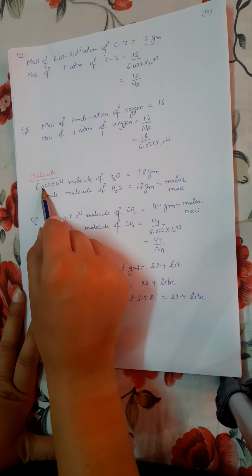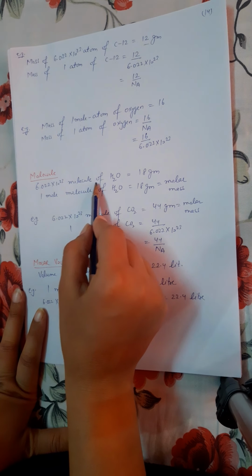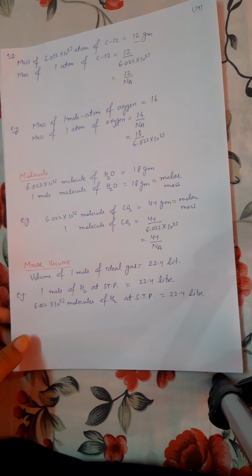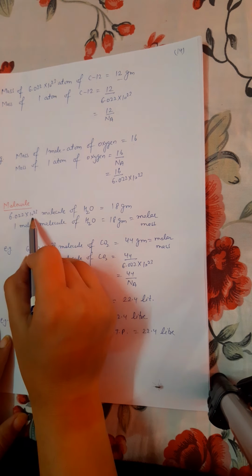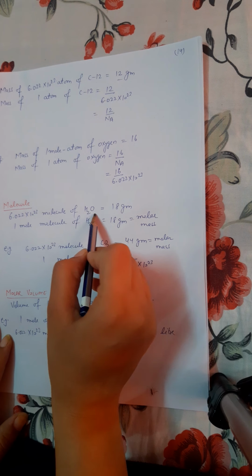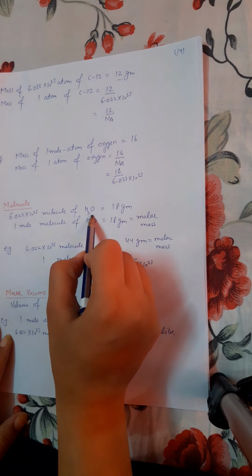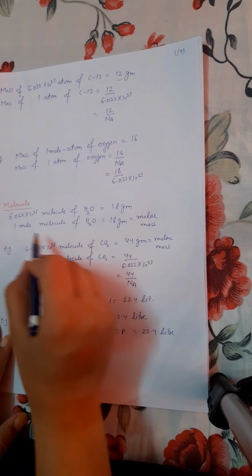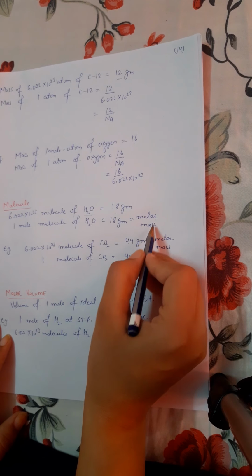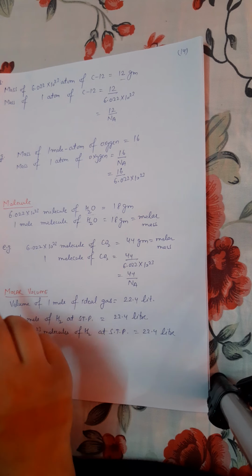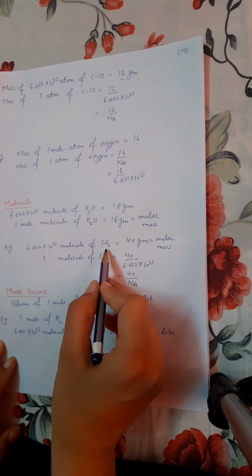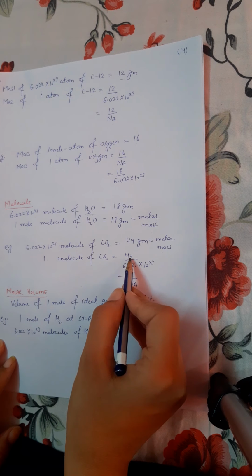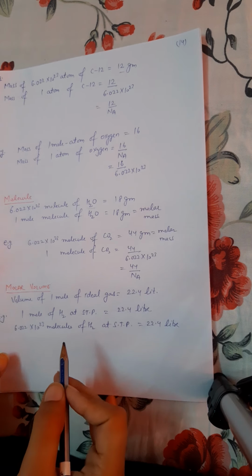Now molecule. 6.022 into 10 to the power 23 molecules of water is equal to 18 gram. We are having water here, molecule, so molecular mass. So 1 mole molecule of water is equal to 18 gram, equal to molar mass. 6.022 into 10 to the power 23 molecules of CO2 equal to 44 gram, equal to molar mass. So 1 molecule equal to 44 divided by Avogadro number.